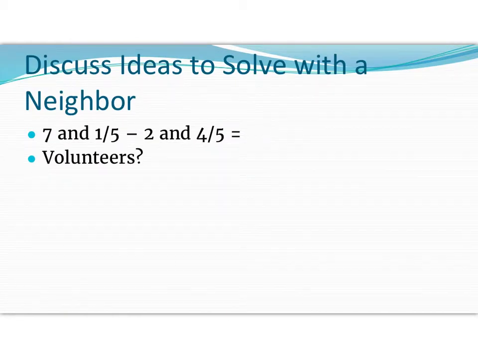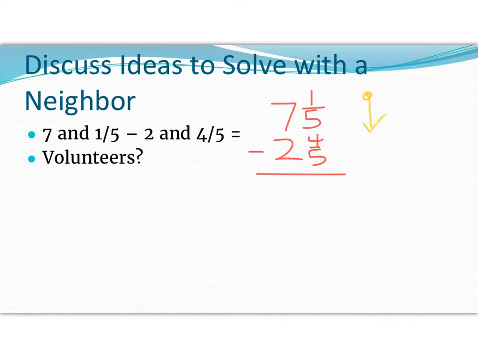Let's look at one that's a little bit more difficult. What if we had 7 1/5 minus 2 4/5? When I write that, 7 1/5 minus 2 4/5, we run into a problem. We read math problems just like we read a book from top to bottom. So if I start with the fraction part like I'm supposed to, I've got 1/5 minus 4/5. How would we go about doing that?